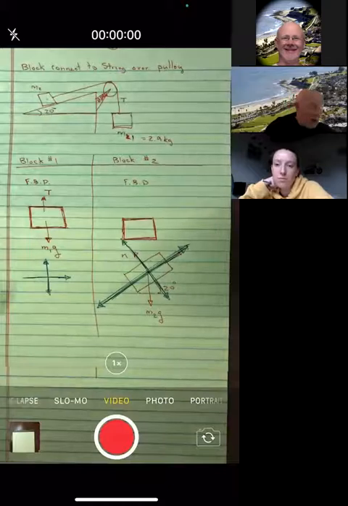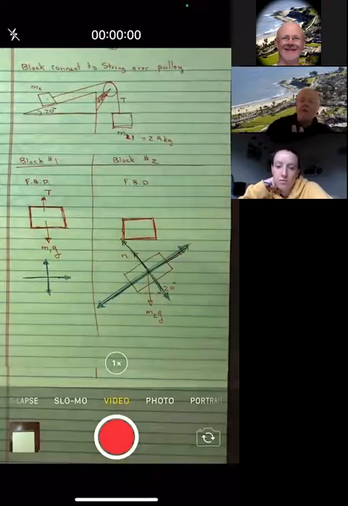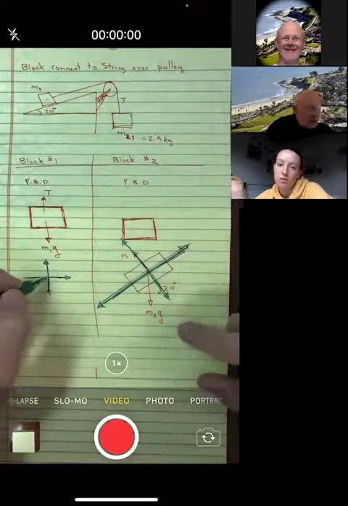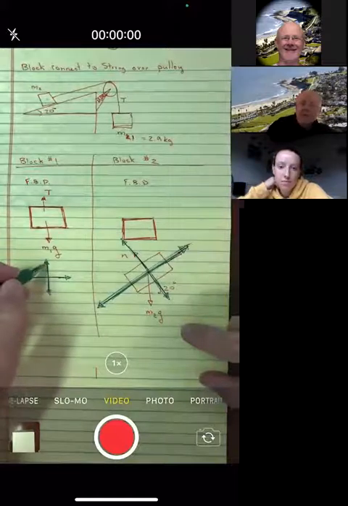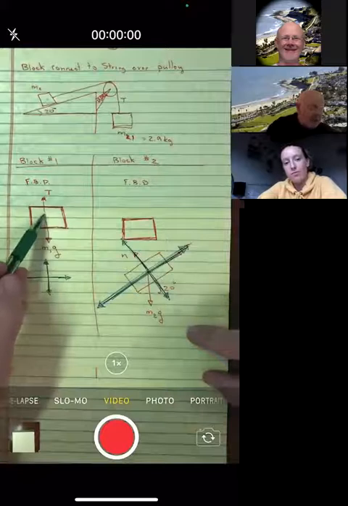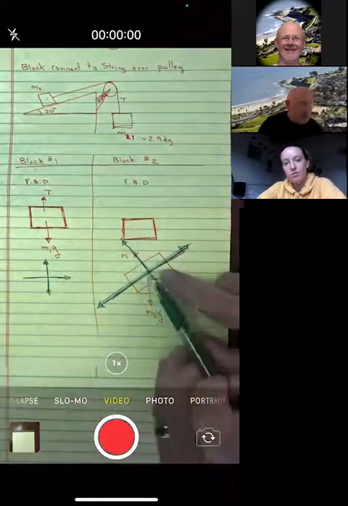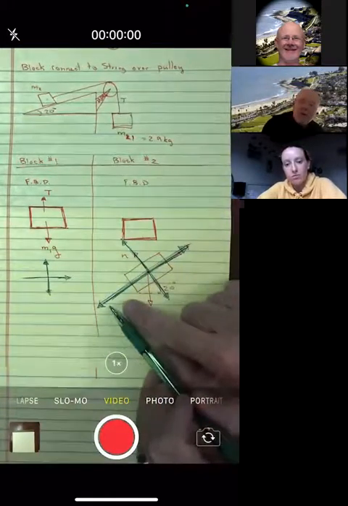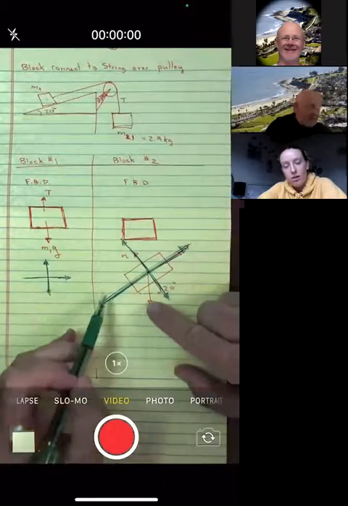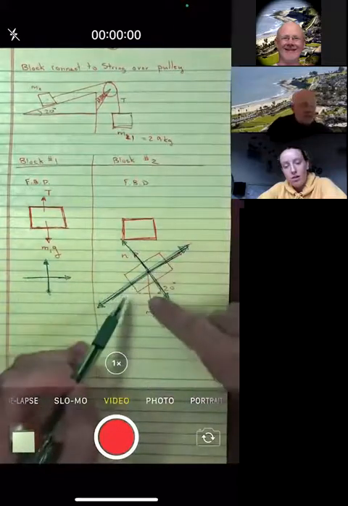Because I'll call them Y if you want, but now I have another decision to make. Which way do we want to call positive? You see, traditionally, we call up positive. Okay. But if this block 1 goes up, that means block 2 goes down. So again, don't have to, but I don't want to be worried about the mathematics of when this one moves positive, this one moves negative.